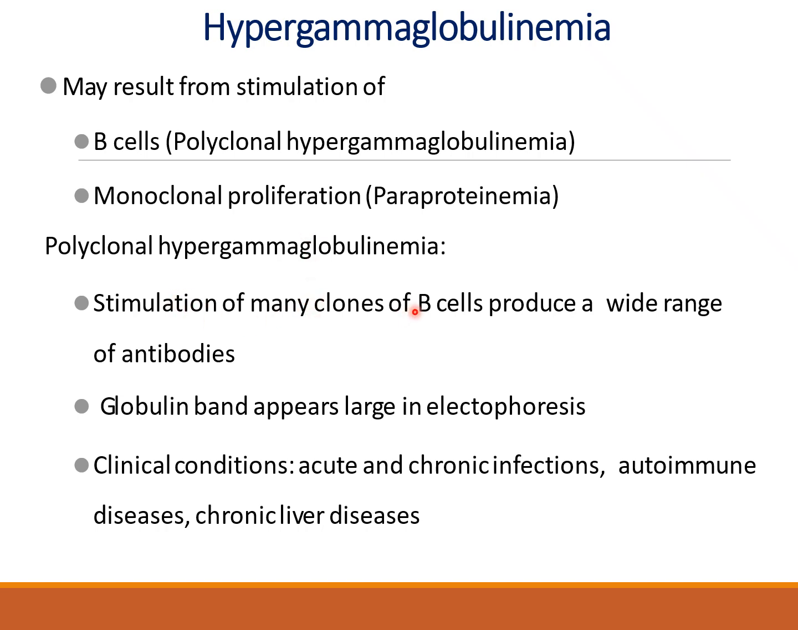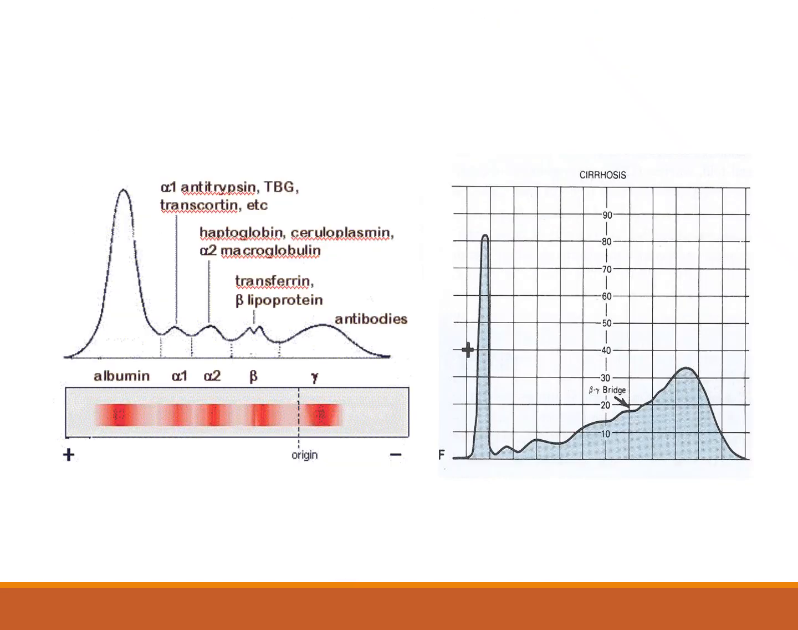Polyclonal hypergammaglobulinemia: stimulation of many clones, the globulin band appears large in electrophoresis. Clinical conditions are acute and chronic infections, autoimmune disorders, chronic liver disorders. So this is the normal pattern and I have given it here. In cirrhosis, at once we have to remember fusion of gamma and beta. Fusion happens, so there is no single peak seen here. Fusion of gamma and beta tells about cirrhosis.